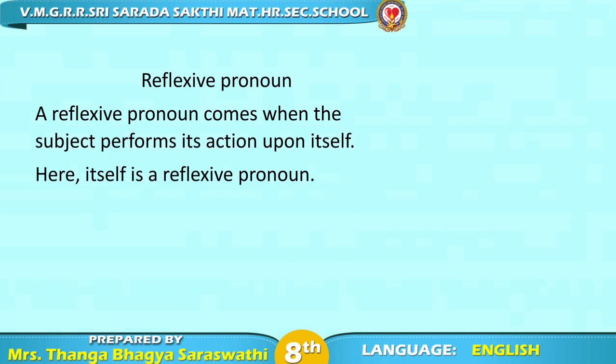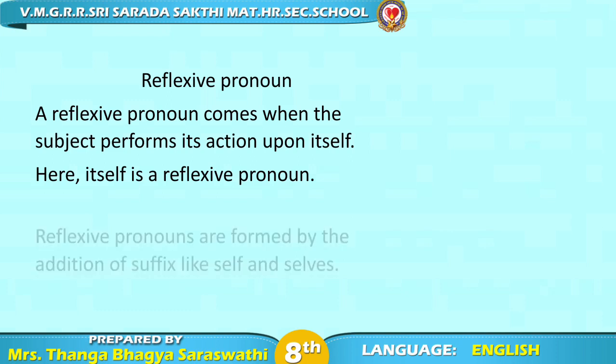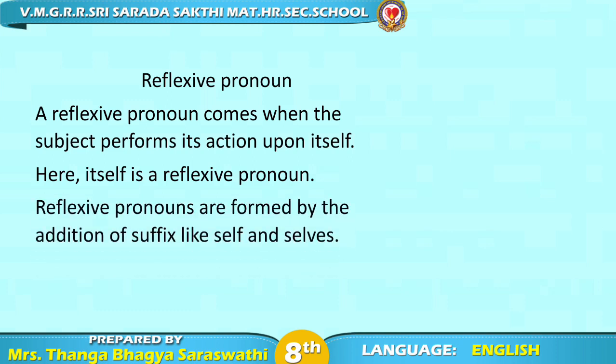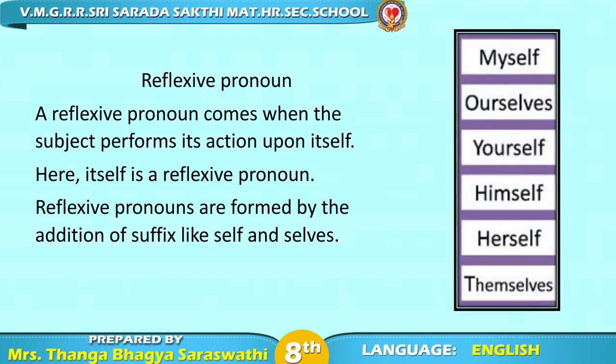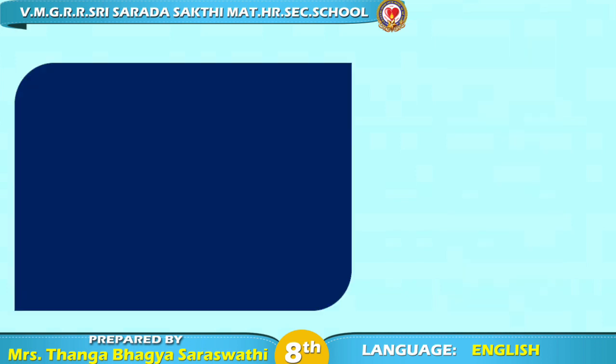Here, itself is a reflexive pronoun. Reflexive pronouns are formed by the addition of suffixes like self and selves. What are the two suffixes used to indicate reflexive pronouns? They are self and selves. So myself, ourselves, yourself, himself, herself, themselves, these are called reflexive pronouns.